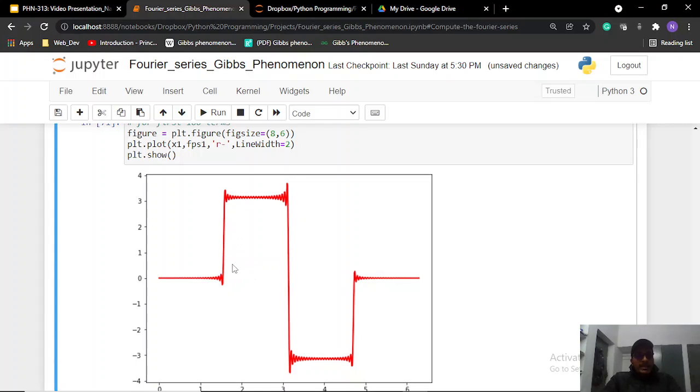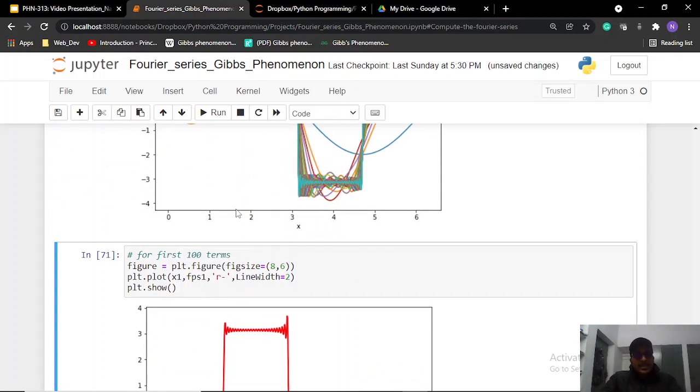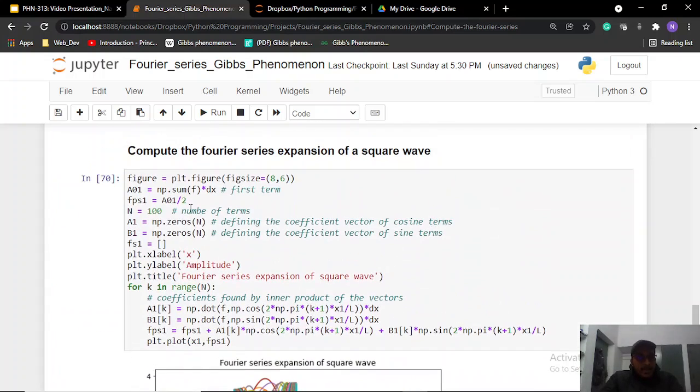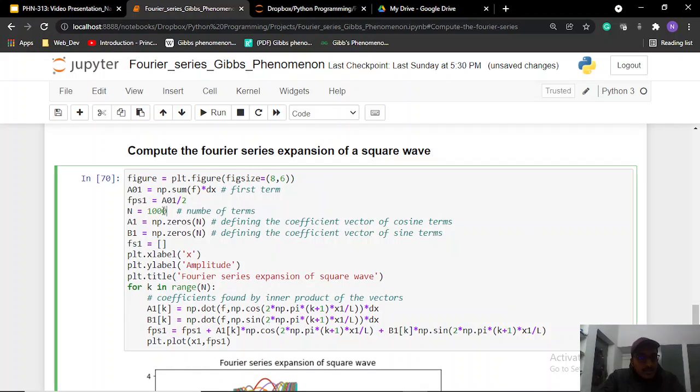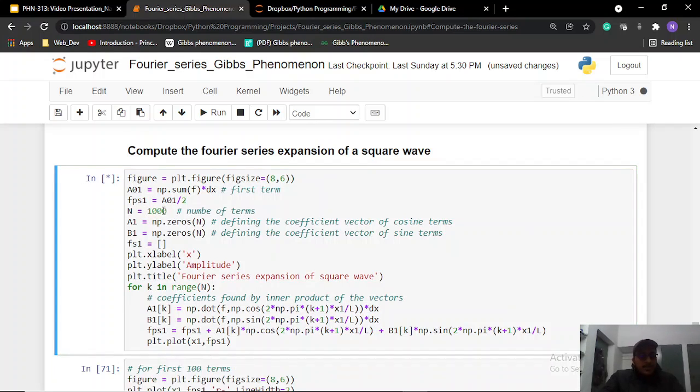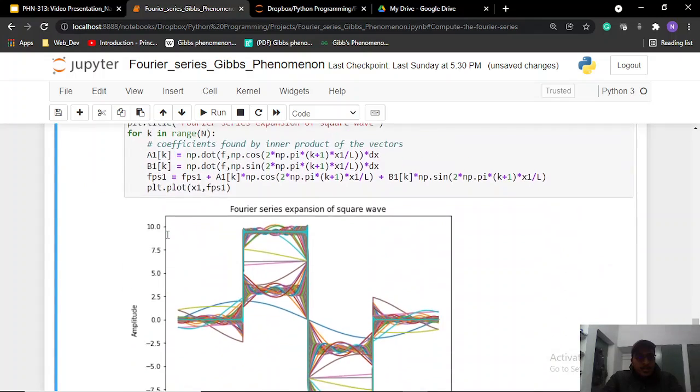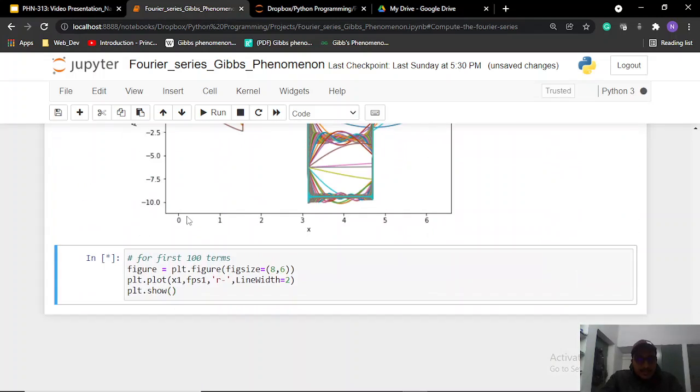Adding those terms, we cannot get a smooth transition here, because this is the point of discontinuity. So if we try to increase the number of terms, will it decrease this ringing effect? We can check that by increasing n to 1,000. So we calculate that, and check the final result.